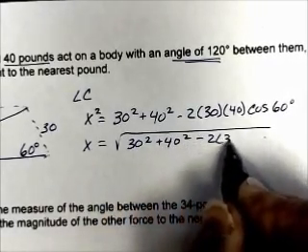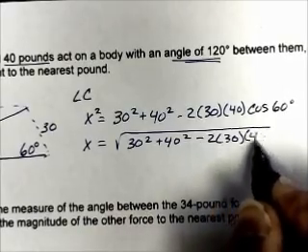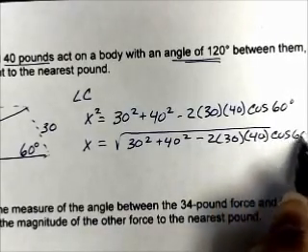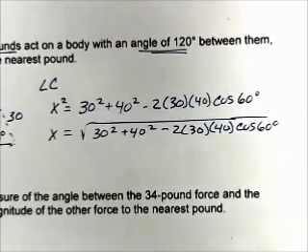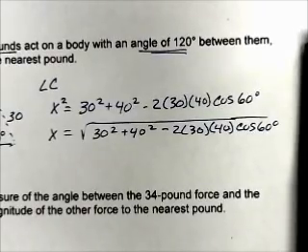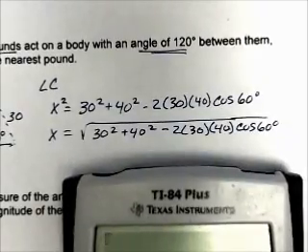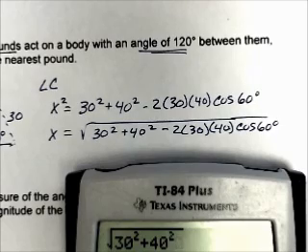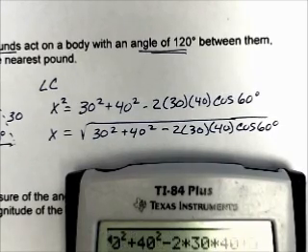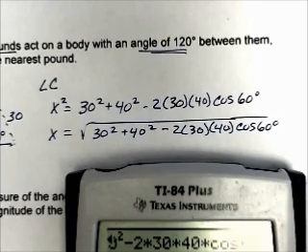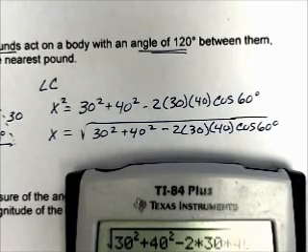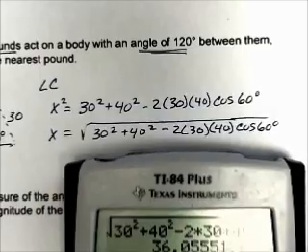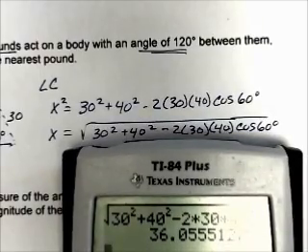Again, always please get your variable by itself before you go to the calculator. Make sure you're in degree mode. So square root of 30 squared plus 40 squared minus 2 times 30 times 40 times the cosine of 60. To the nearest pound, nearest whole number, 36.